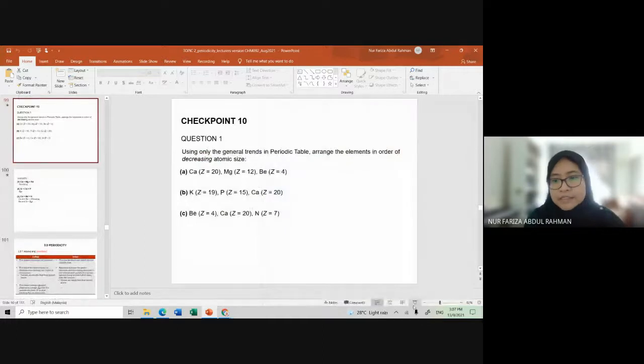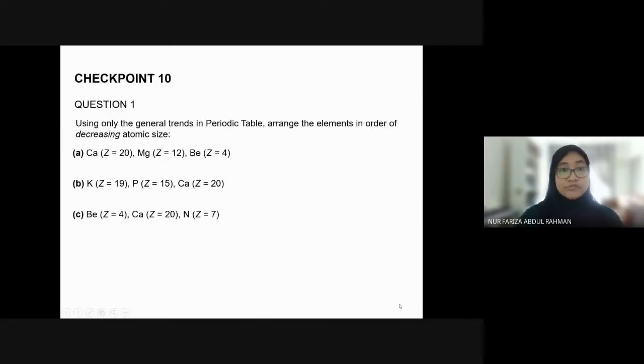I think we have one more. Checkpoint 10. Using only the general trends in the periodic table, arrange the elements in order of decreasing atomic size. Decreasing means we start from the largest to the smallest. We have two criteria: across the period or down the group. We have to identify that first in order to know what to highlight. We have calcium, magnesium, and beryllium. These three come from the same group. How do we know?